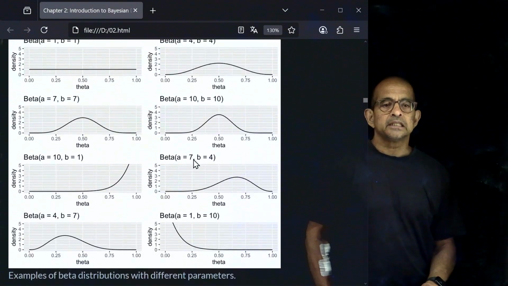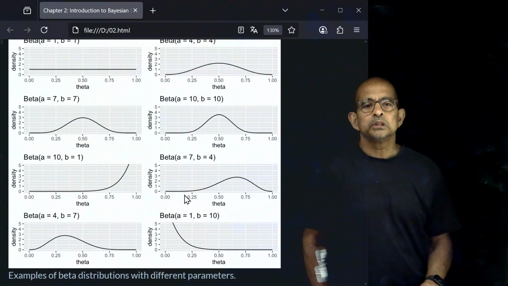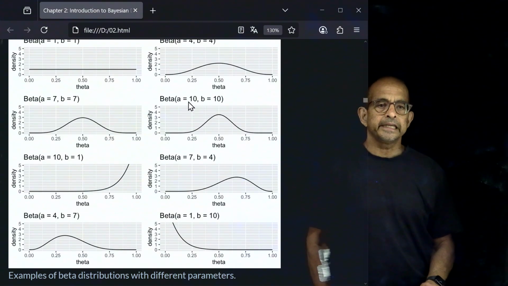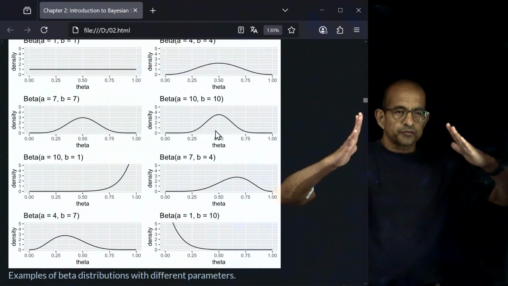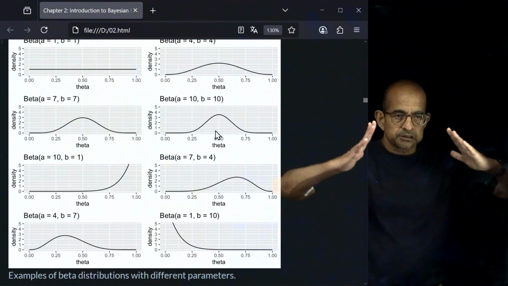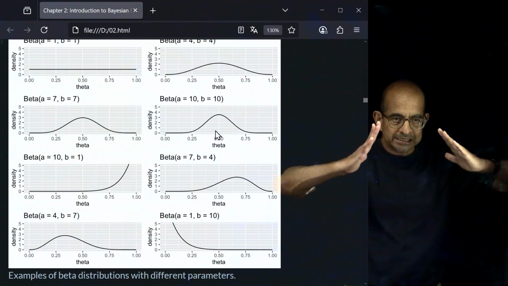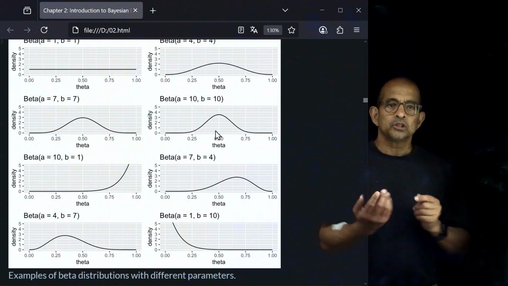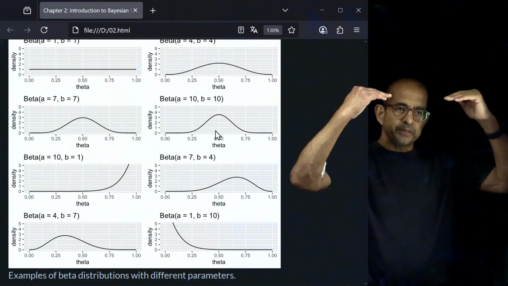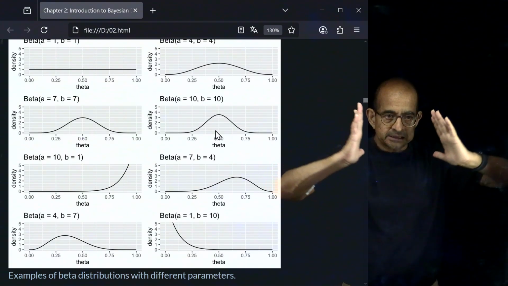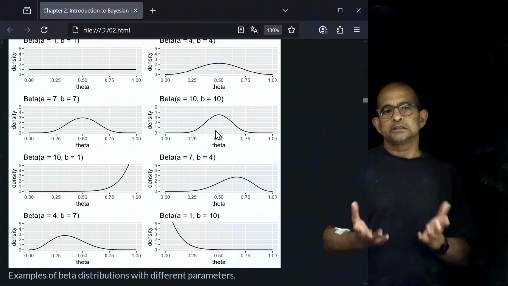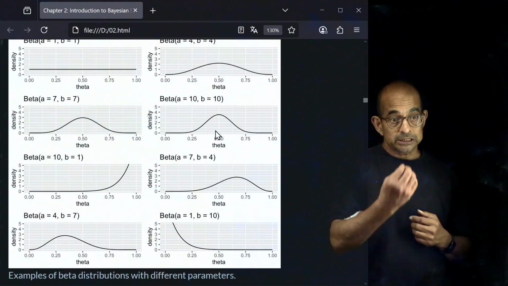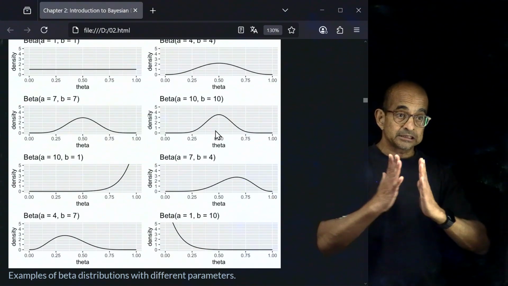Now, taking the other extreme, right? If I were to increase the A and B parameters to 10, you'll notice that the uncertainty of the beta distribution goes down, right? So the beta distribution gets tighter around 0.5. So the greater the values of A and B, keeping them equal, the tighter the distribution will get. So the A and B parameters basically serve the purpose of allowing you to express mathematically your prior uncertainty about the theta parameter.